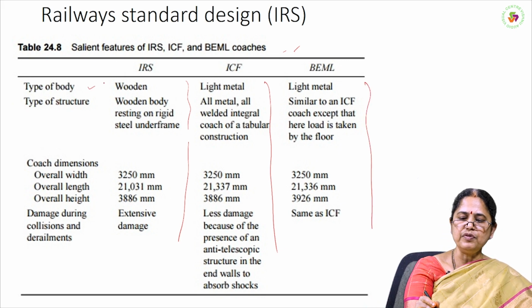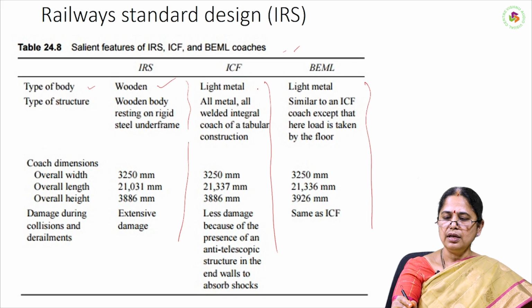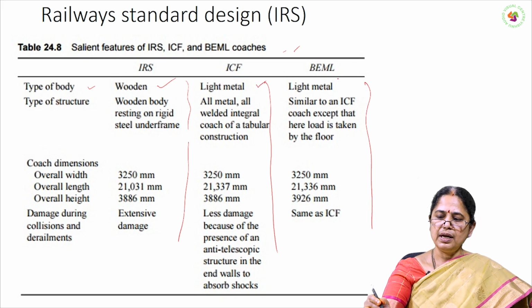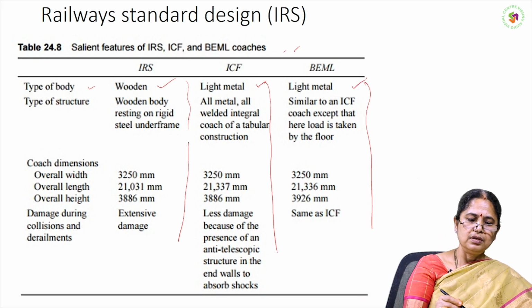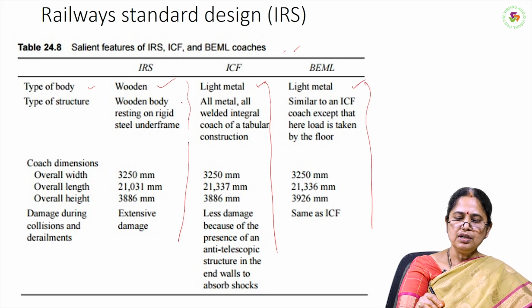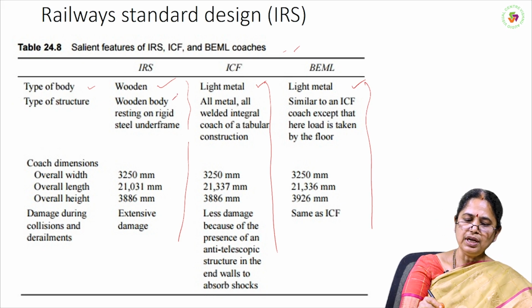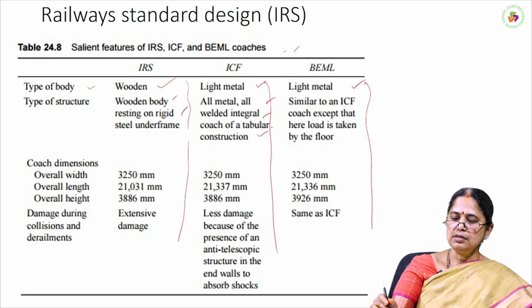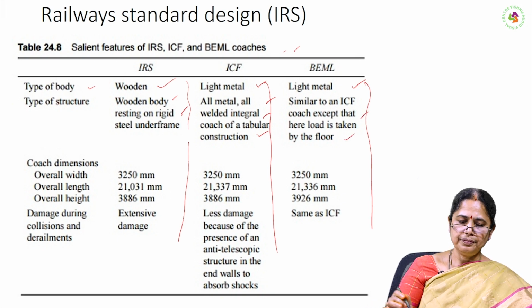So here the type of body in IRS is a wooden body, and in this case light metal for ICF, and similarly for BEML it is also lightweight. Type of structure: for IRS, a wooden body resting on a rigid steel underframe. For ICF, all-metal welded integral coach of tubular construction. For BEML, this is similar to the ICF coach, except that here the load is taken by the floor.